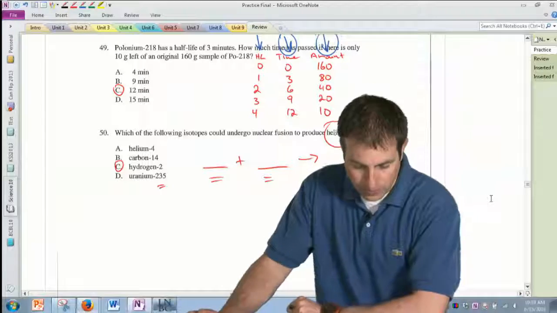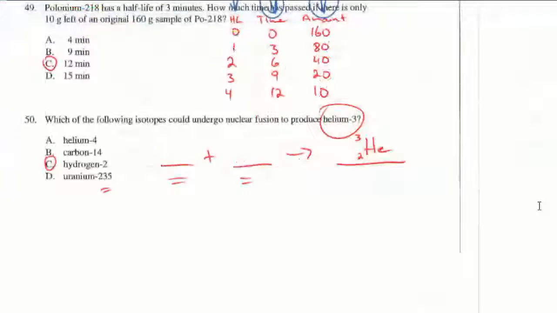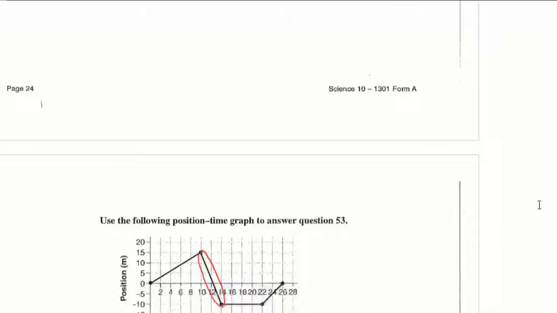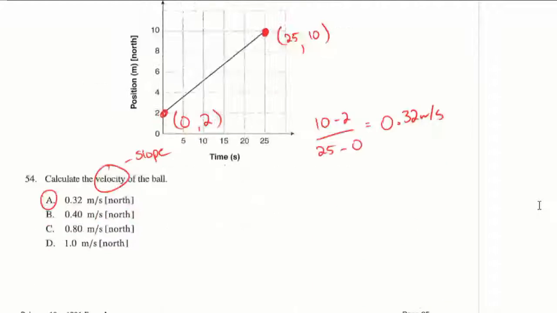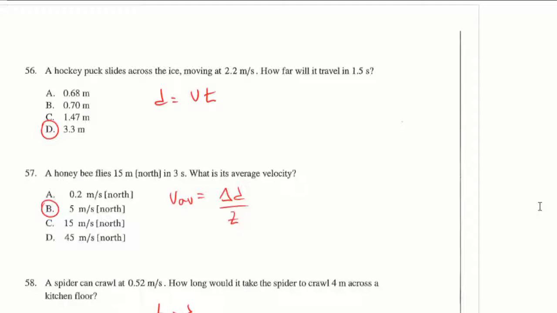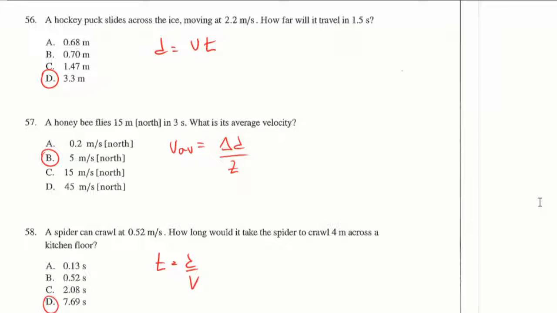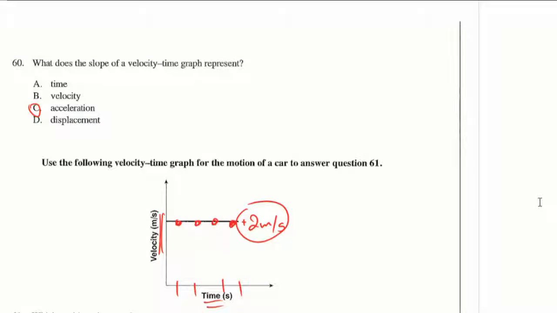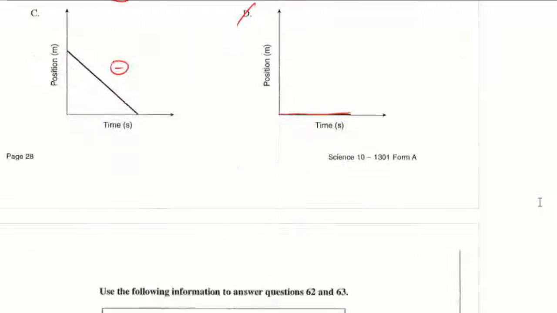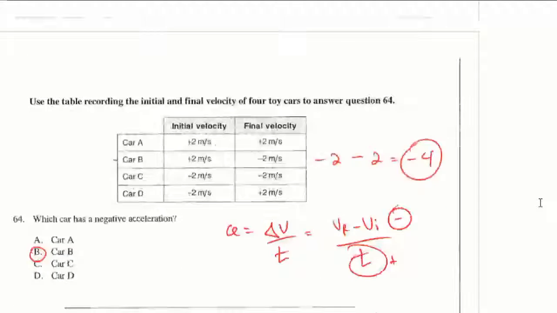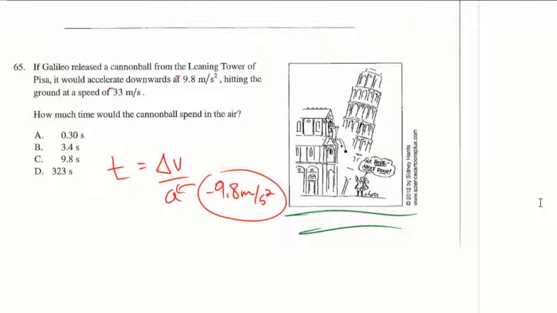All right, 49. 50. It's 49C, 50 is C. 51 was B. 52 is C. 53B. 54A. 55A. 56D, 57B, 58D, 59B, 60 is C, 61A, 62 is C, 63B, 64B, 65.